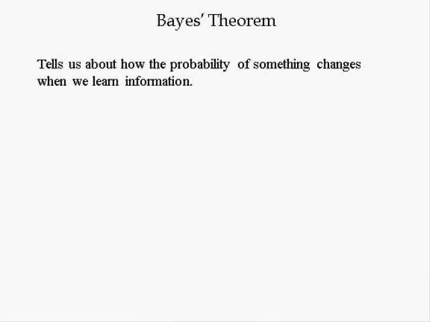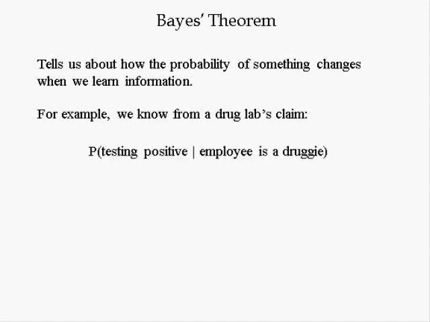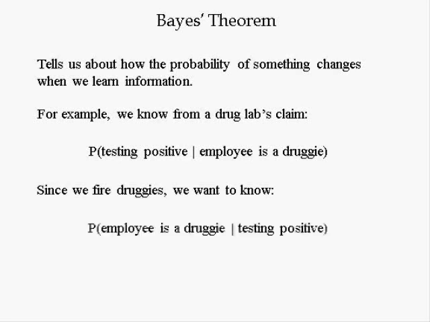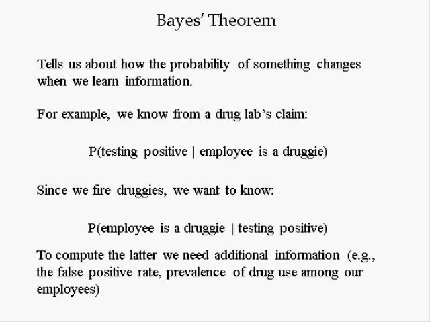Bayes' theorem tells us about how the probability of something changes when we learn information. In the example that follows, we know from a drug lab's claim the probability of testing positive given the employee is a druggie. Since the company fires druggies, we would rather know the probability that an employee is a druggie given he or she tested positive for drug use. To compute the latter, we need additional information. For example, the false positive rate from the drug lab and prevalence of drug use among our employees.